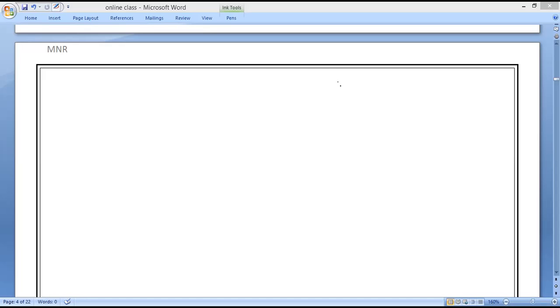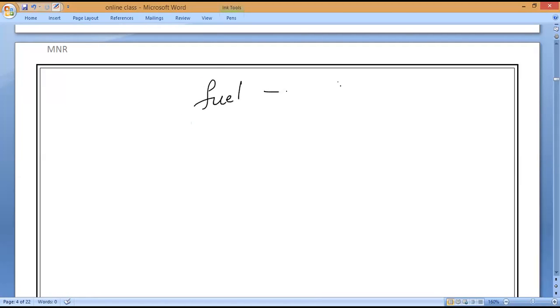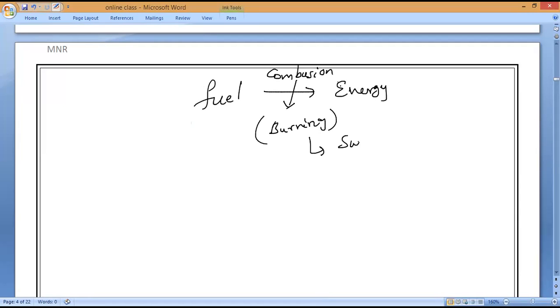Oxygen. And also, as I told you, if you want to produce energy from fuels, what reaction? Combustion reaction. So combustion produces energy. Combustion means burning. So who is the supporter of combustion? Oxygen is the supporter of combustion.